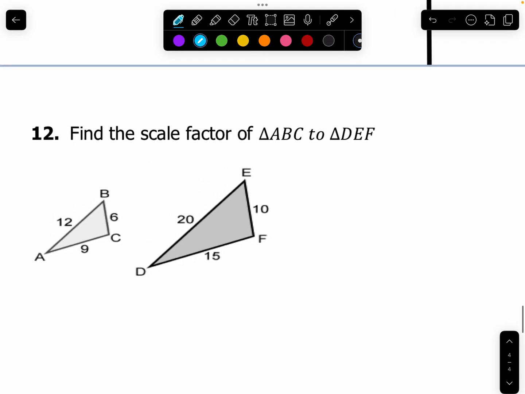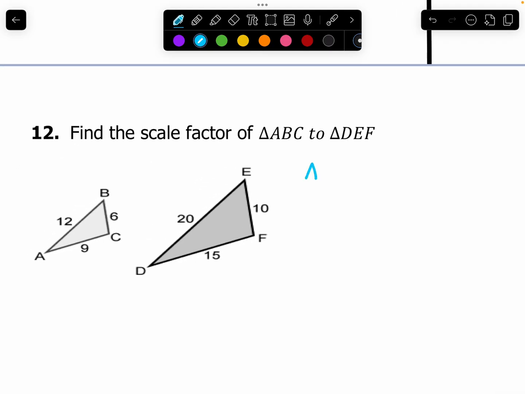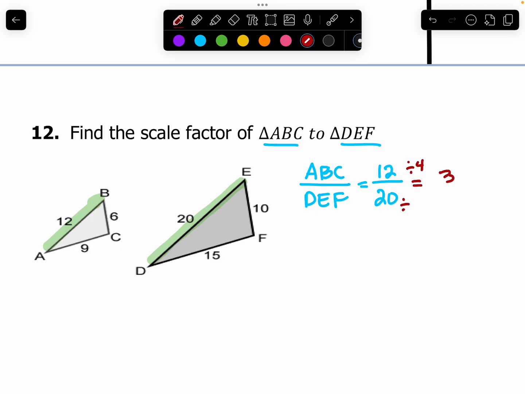Number 12, find the scale factor from ABC to DEF. So we're going to put ABC first, DEF second, because we have to go in this same order. Okay, so I'm going to pick one side. I'm going to pick this side and this side. And we're going to put ABC on the top and DEF on the bottom, and then just simplify that fraction. Both of these are divisible by 4, it looks like. It's the biggest number. 4 goes into 12 3 times. 4 goes into 20 5 times.